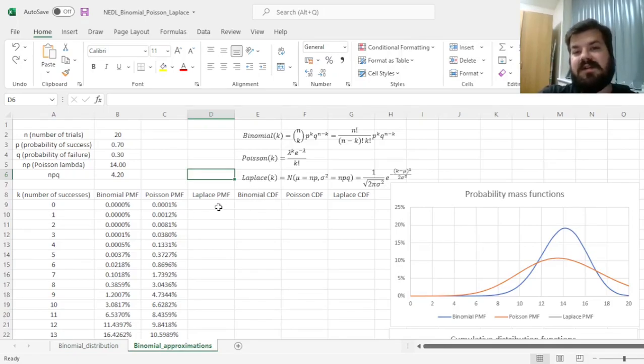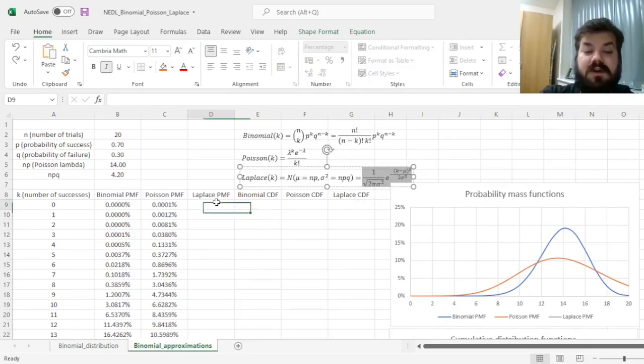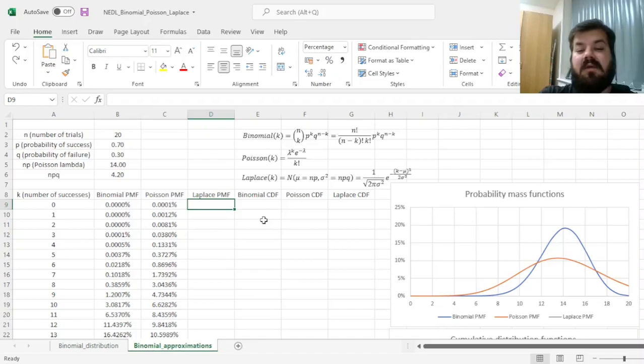And as the parameters of our Laplace approximation with the normal distribution, we can use np for the mean and npq for the variance, meaning that our standard deviation would be the square root of npq. And here we can use the closed form solution for the probability density function of the normal distribution to represent our Laplace approximation of the binomial.